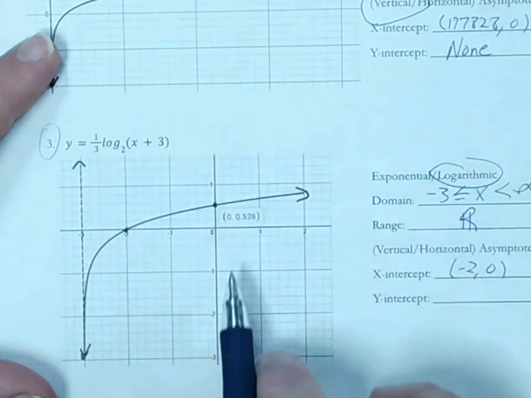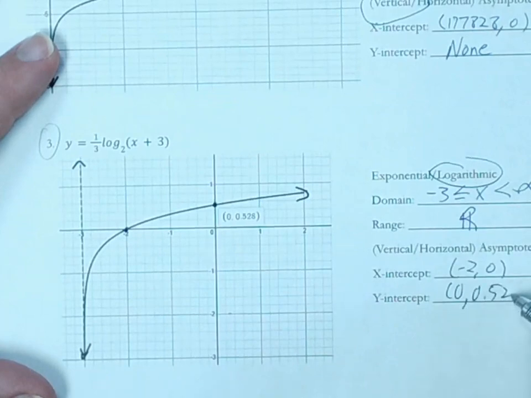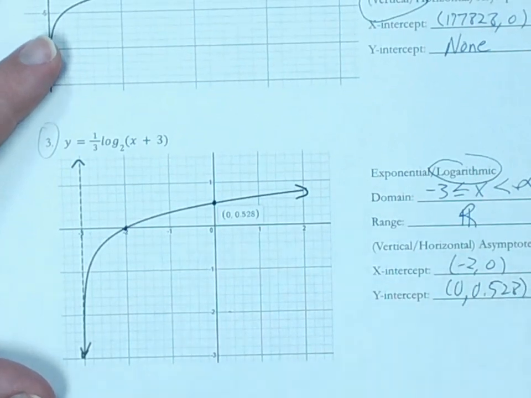The x-intercept is right here at -2, 0. The y-intercept is here. We've written it in because it is a decimal. 0, 0.528. Boom shakalaka. Pretty straightforward, huh?